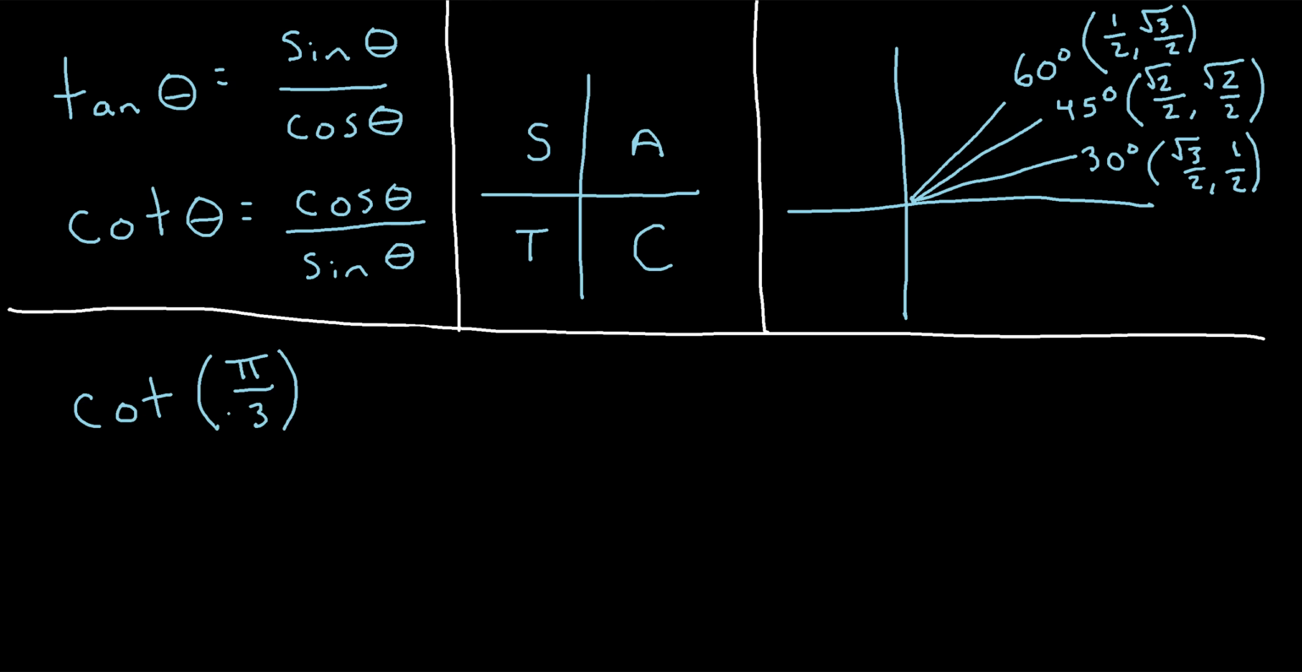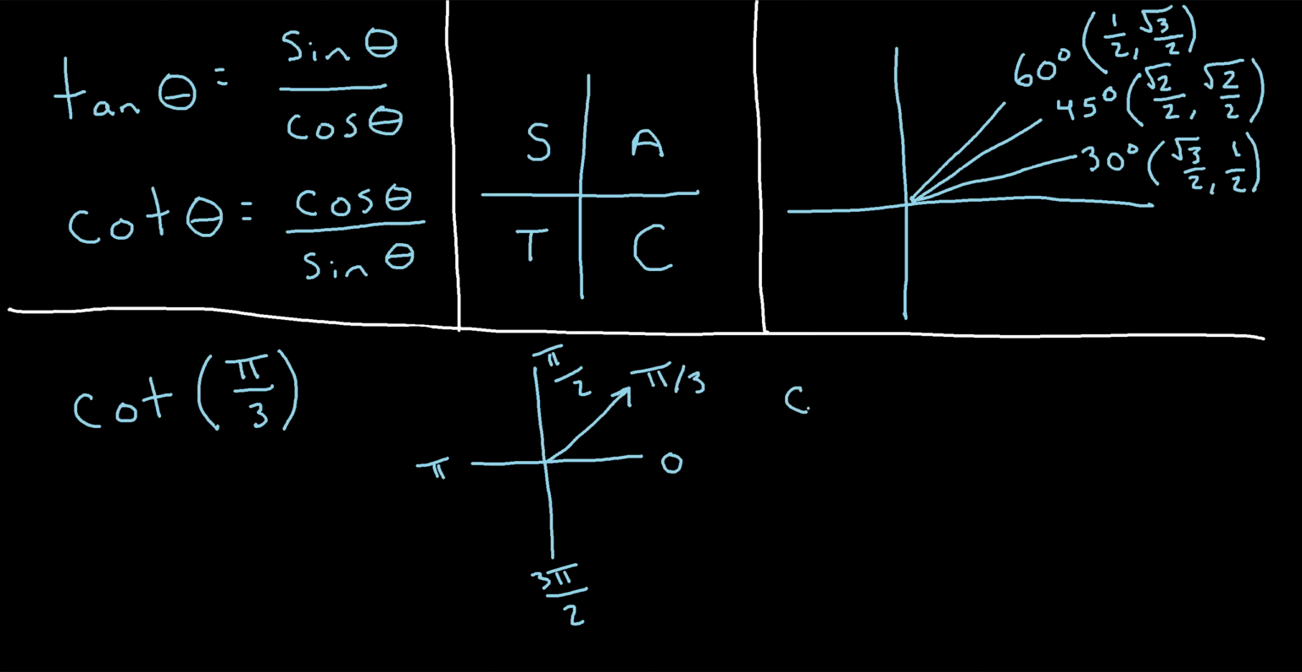Let's try another example. Let's say we want to find the cotangent of pi over 3. So if we draw our unit circle, now we're working in radians. So here's 0, here's pi over 2, here's pi, and here's 3 pi over 2. So the angle pi over 3 would just be somewhere over here, pi over 3. Now, if we recall, pi over 3 corresponds to 60 degrees, and the xy coordinates for pi over 3, or 60 degrees, is 1/2, square root of 3 over 2.